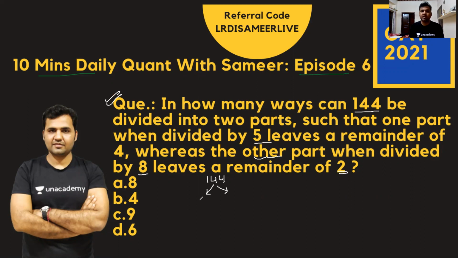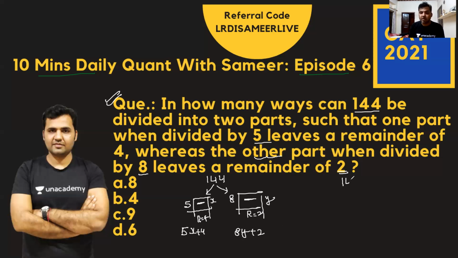One part of 144 when divided by 5 leaves a remainder of 4. Now, whatever that part is, on dividing that part by 5, I'm getting a remainder of 4. So let's say the quotient is x. Can I say that this part that I'm looking for is definitely of the form 5x plus 4? And the other part, whatever that part is, when divided by 8 should leave a remainder of 2. Let's say the quotient here is y. So can I say this part is 8y plus 2?